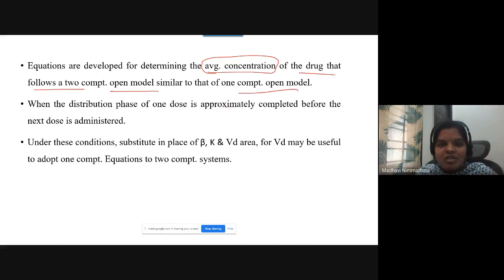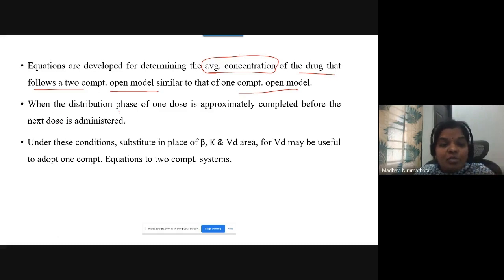So these equations can be developed to determine the average plasma drug concentrations of a drug which follows the two compartment open model, which is similar to that of the one compartment open model.